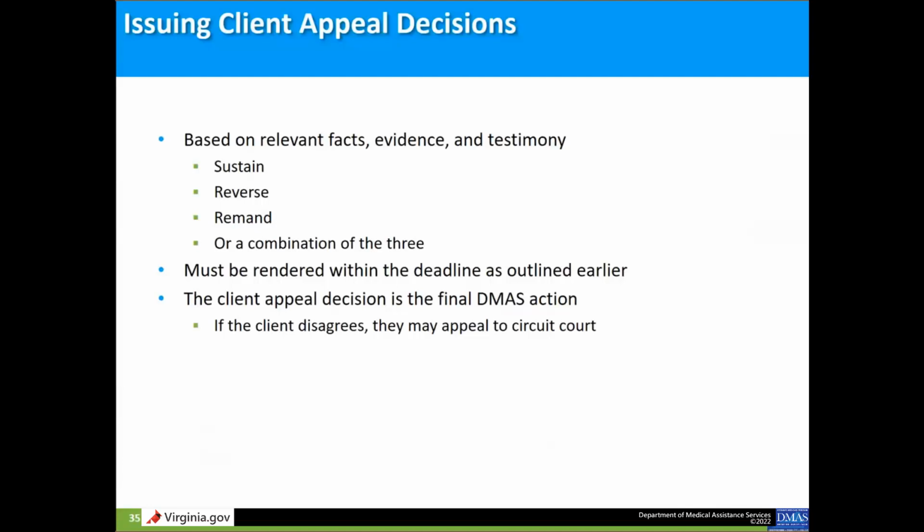As I mentioned, the appellant may appeal the hearing officer's decision to the appropriate circuit court, but please note that the Department of Social Services has no right of appeal from the hearing officer's decision. The DSS and the eligibility worker must comply with the remand instructions to the best of their ability within the time frame specified in each decision.